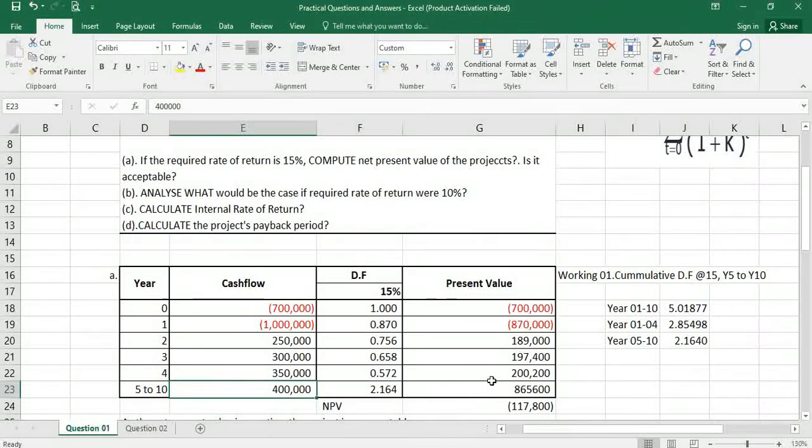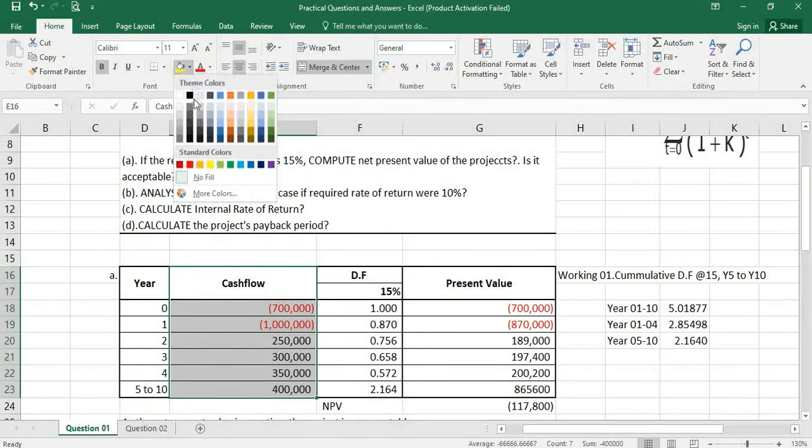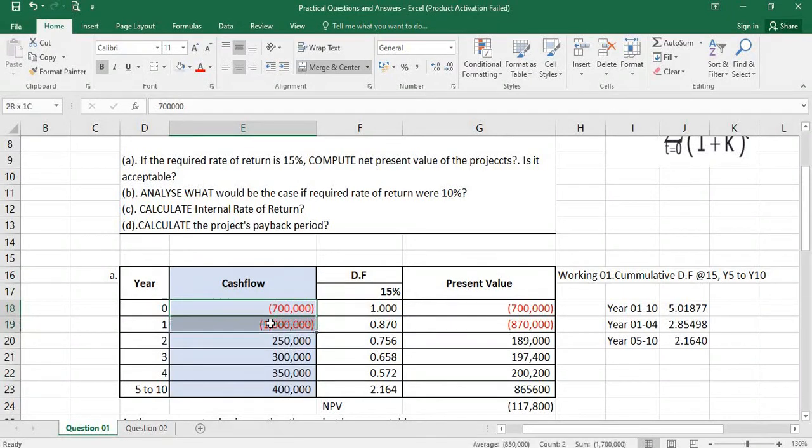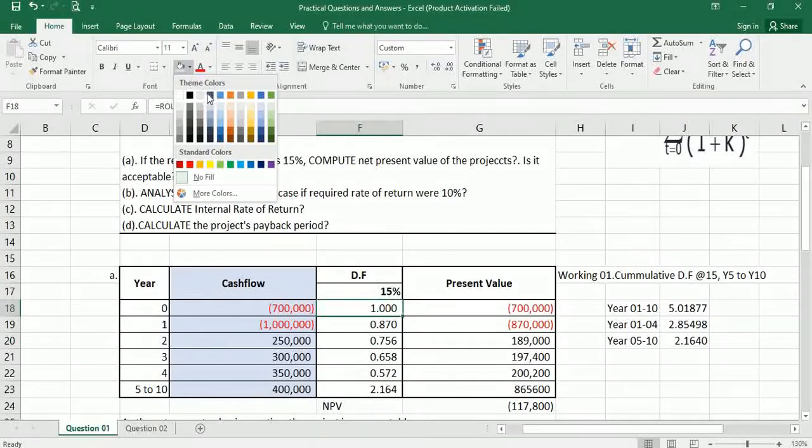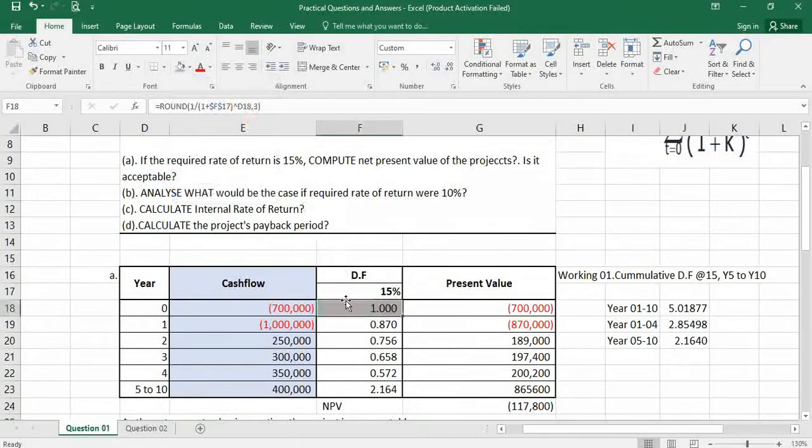In order to calculate this cash flow, I'll put it in a different color, it has to be converted to the present value in order to calculate the NPV. So as you know, at year 0 the discounting factor will be 1. Then at the rate of 15%, you have to calculate the discounting factor.